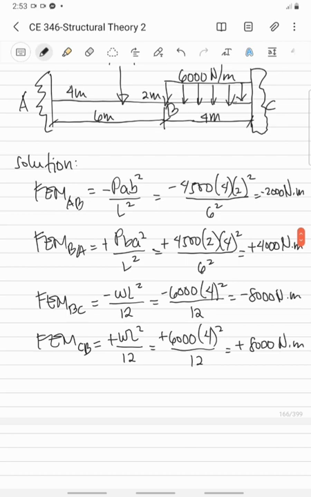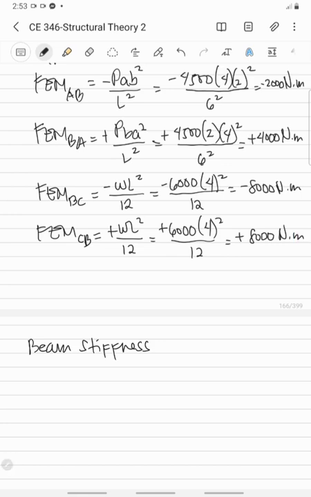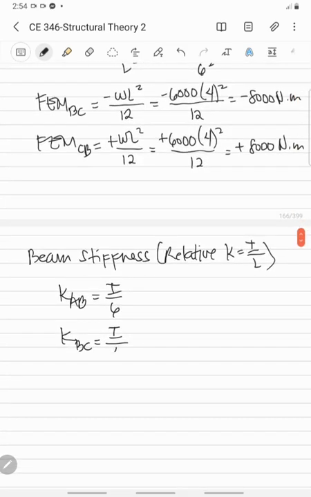Okay, so here for the beam stiffness, we will use the relative K since EI is constant. So we have K equal to I over L. So for K AB, the beam stiffness of AB is equal to I over L. The span is equal to 6, so that is I over 6. Then for K BC, that is equal to I over 4, because the span is 4. So we have I over 4.